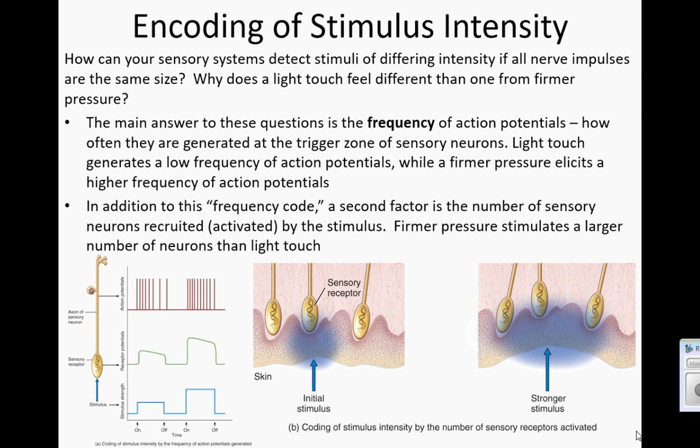So let me read through. How can your sensory systems detect stimuli of differing intensity if all nerve impulses are the same size? Remember, an action potential, as long as we hit threshold, is going to end up the same way, running through depolarization to positive 30, 35, somewhere in that neighborhood, dropping back down by repolarization to negative 70. And regardless of whether it is a real strong stimulus or a weak stimulus, if we hit threshold, it's the same thing. But the frequency at which we transmit action potentials will be different.